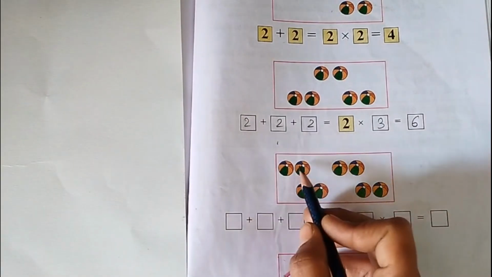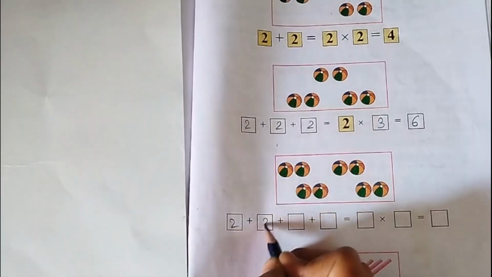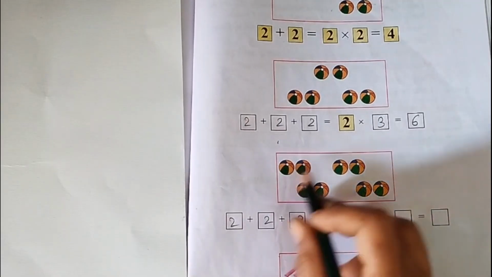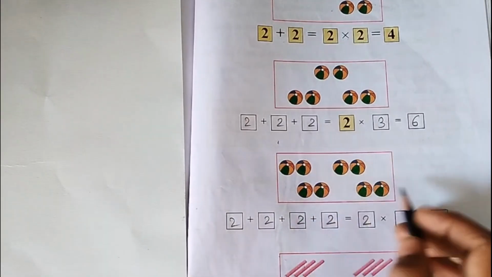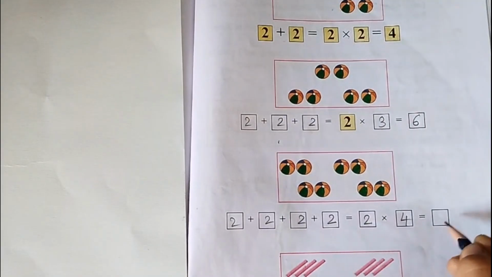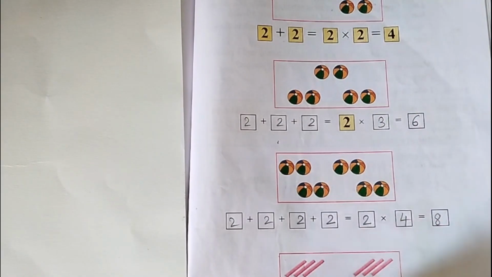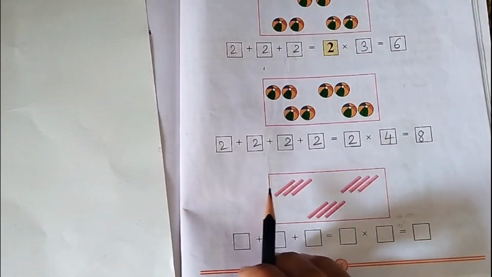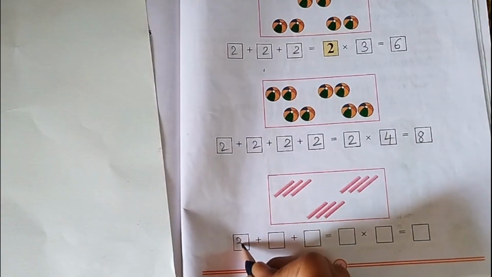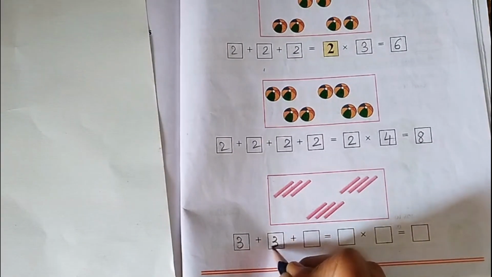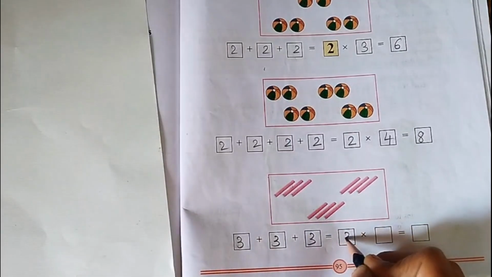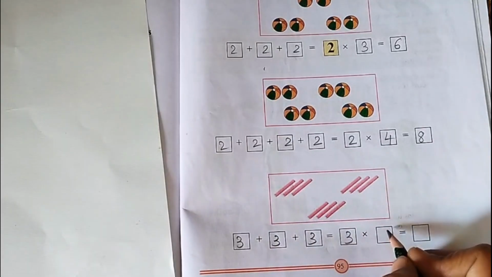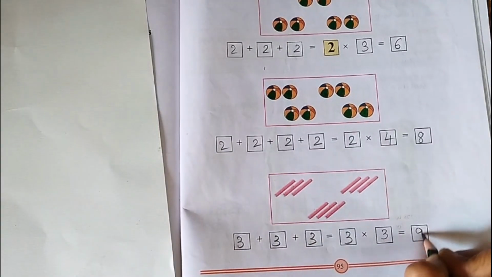Now here how many times? 2 plus 2 plus 2 plus 2. Again 2, how many groups are there? 1, 2, 3, 4. So 4 groups. So 2 fours are 8. Next, chalks are given. In one group, how many chalks are there? There are 3 chalks. 3 plus 3 plus 3. So 3 into how many groups? 1, 2, 3 groups. So 3 threes are 9.